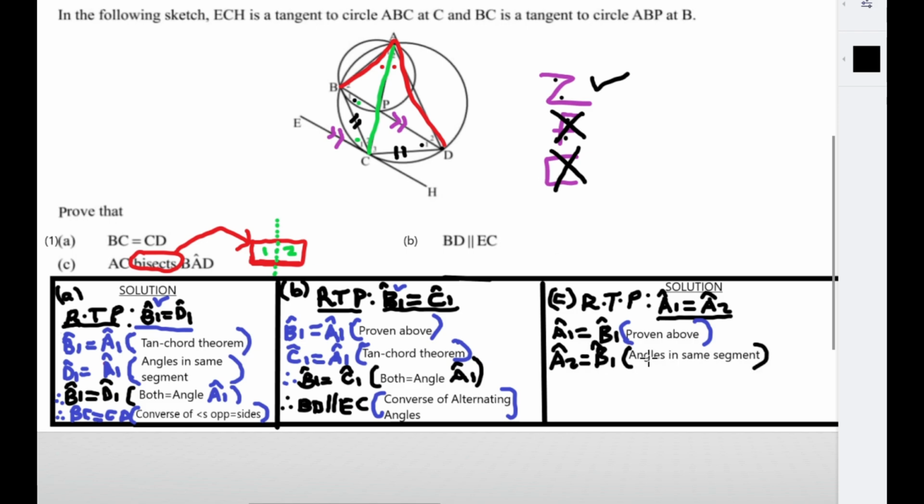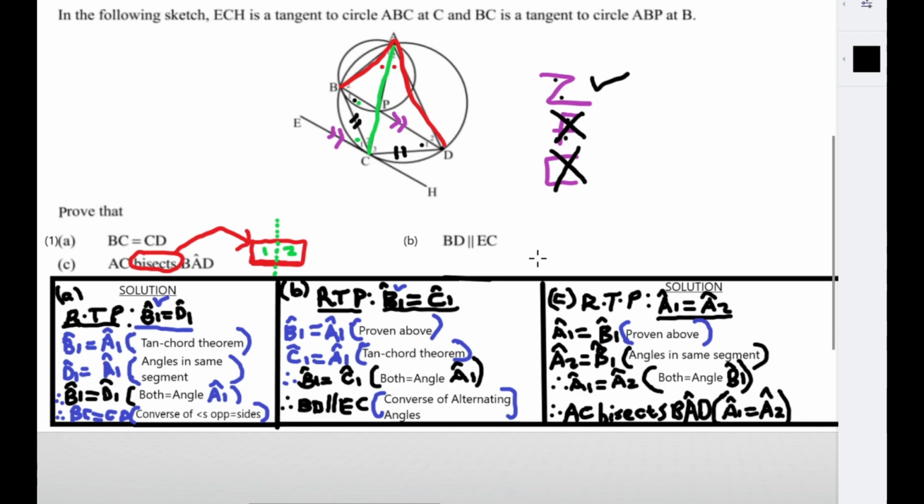Now we'll have to conclude with what we have underlined. Therefore, angle A1 must be equal to angle A2 because both are equal to angle B1. Now we are going to conclude with the question itself. Therefore, AC bisects BAD. And why are we saying AC bisects BAD? Because angle A1 is equal to angle A2.